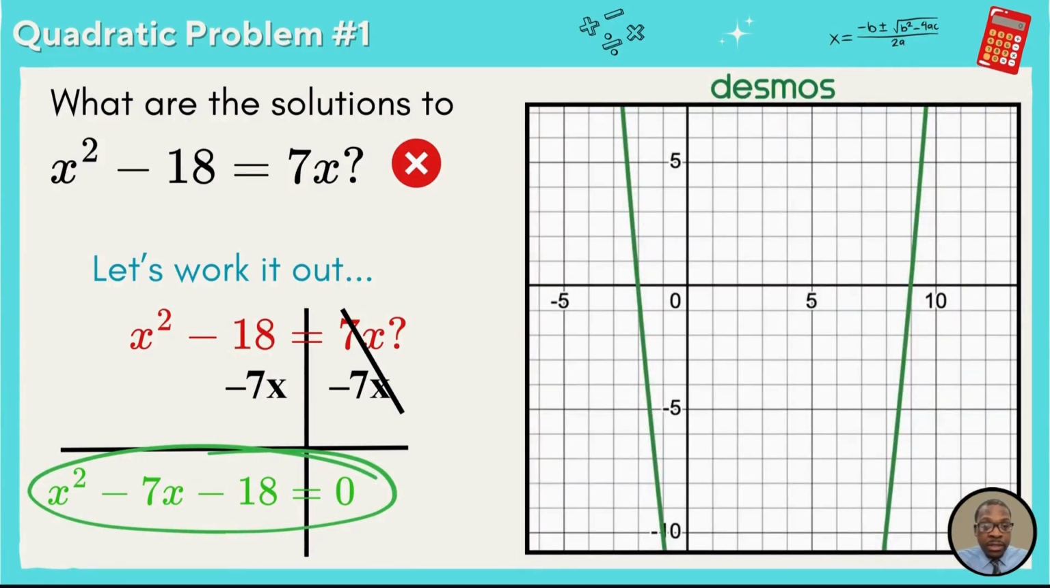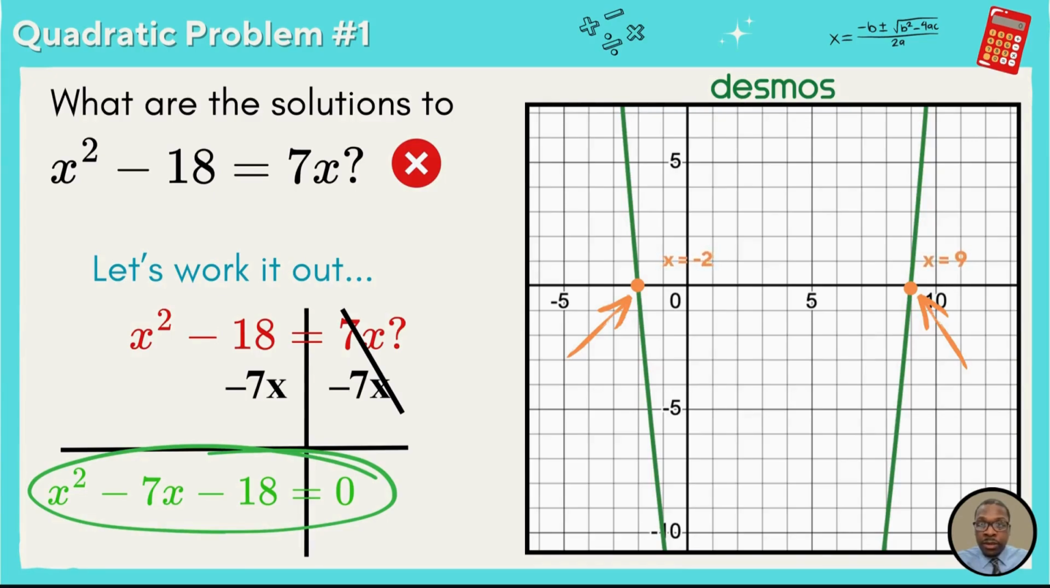If we would have popped this into Desmos and come up with a graph, we would have noticed that it crossed the x-axis twice. We had two x-intercepts, here and here. In this particular case, we would have gotten x equals -2 for one, and x equals 9 for the other one. So this crossed the x-axis twice. We had two x-intercepts, two roots, two zeros.